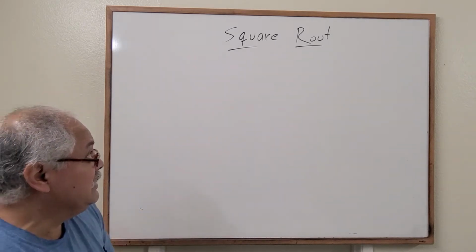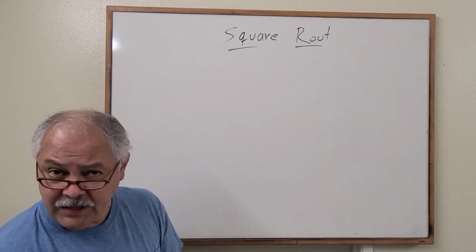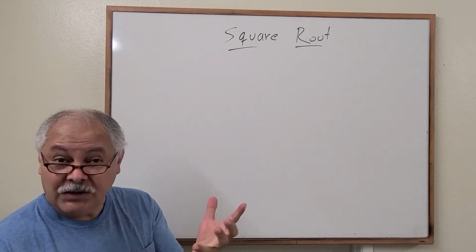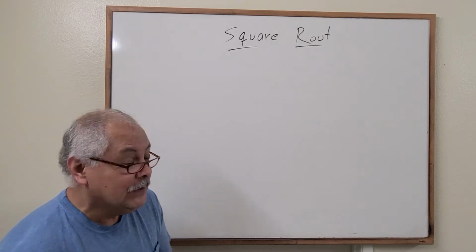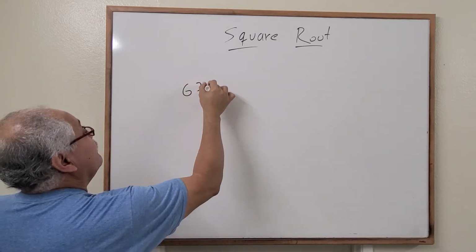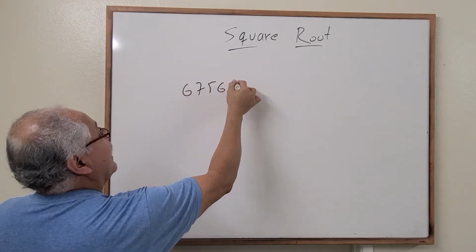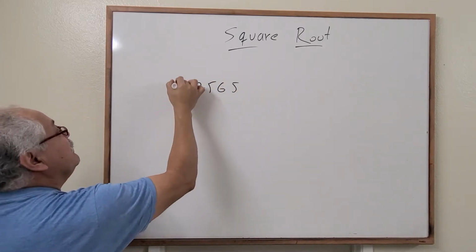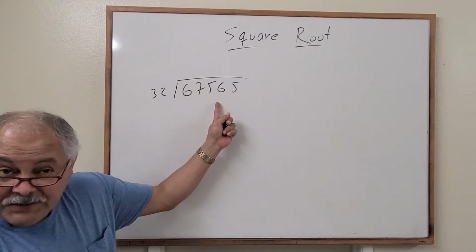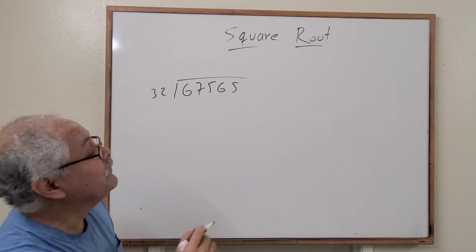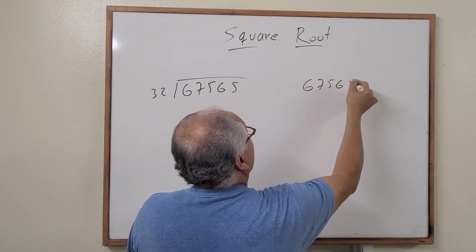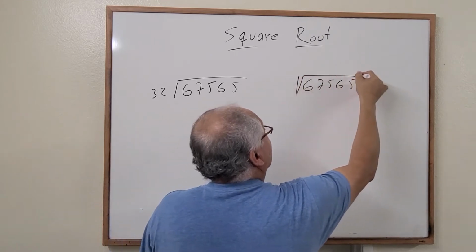Okay, now let's find the square root of a number. To do that, let's compare this to the standard division. Imagine that we have any number, let's say 67565, for example, and we divide this by 32. And also, let's find the square root of this number. In this case, that is the square root of 67565, correct?